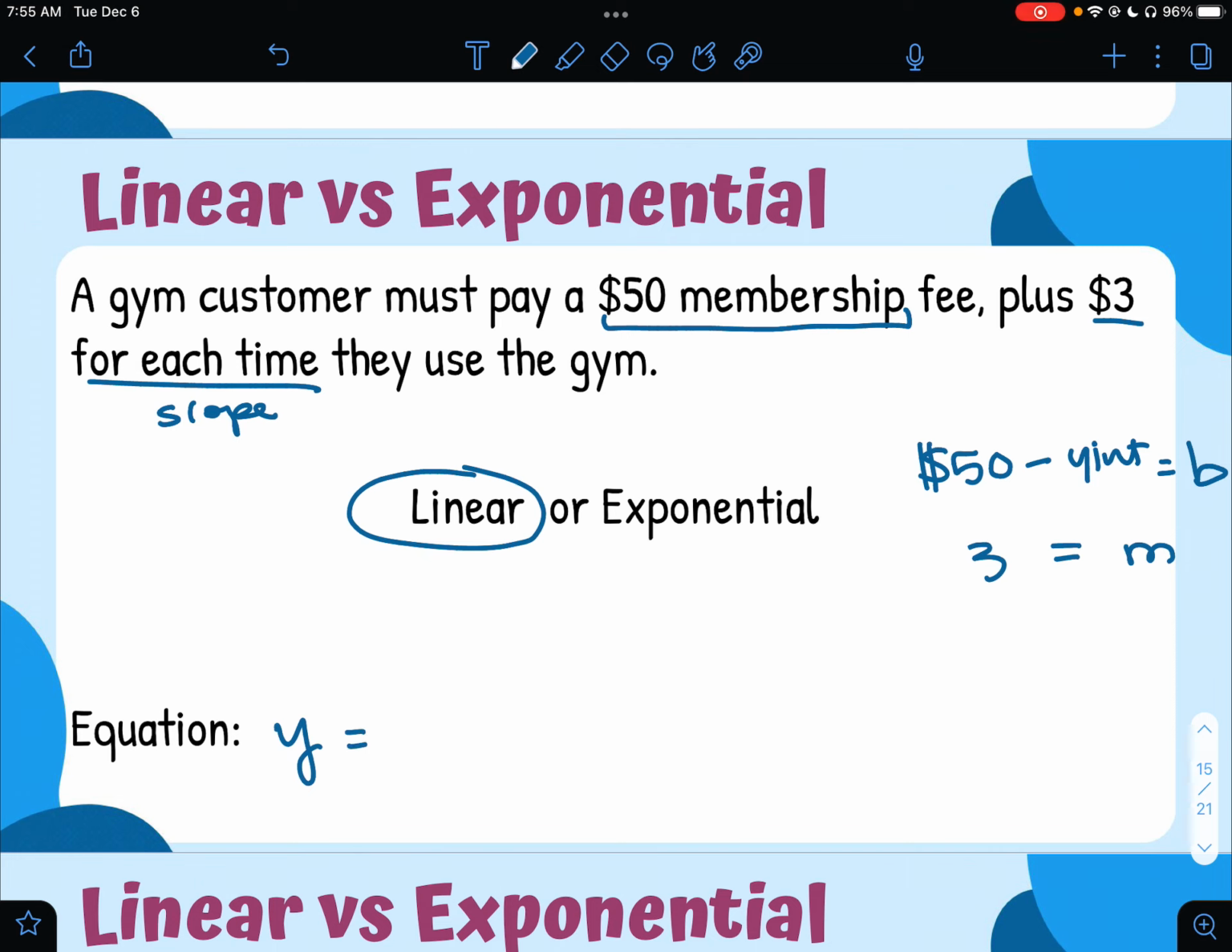We can create the equation 3x plus 50, where y is the total amount of money he spends at the gym, and x is the number of times he visits the gym.